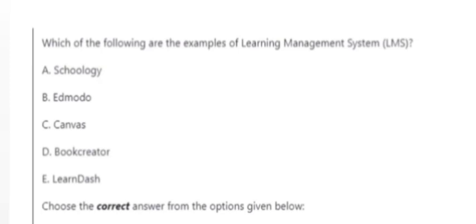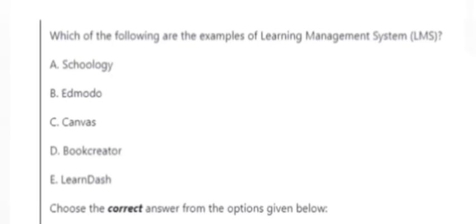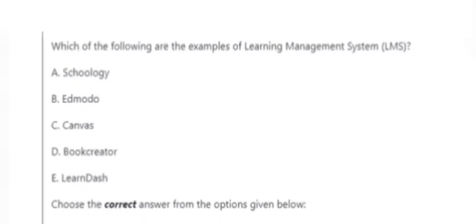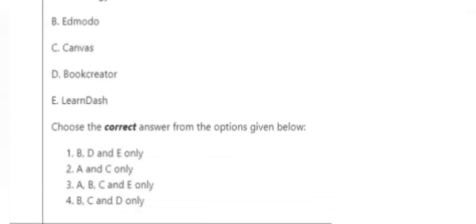Next question says, which of the following are the example of learning management system, LMS? Schoology, Edmodo, Canvas, Book Creator, LearnDash. BDE, ABCE, BCD. It will be A, B, C, E, except D.